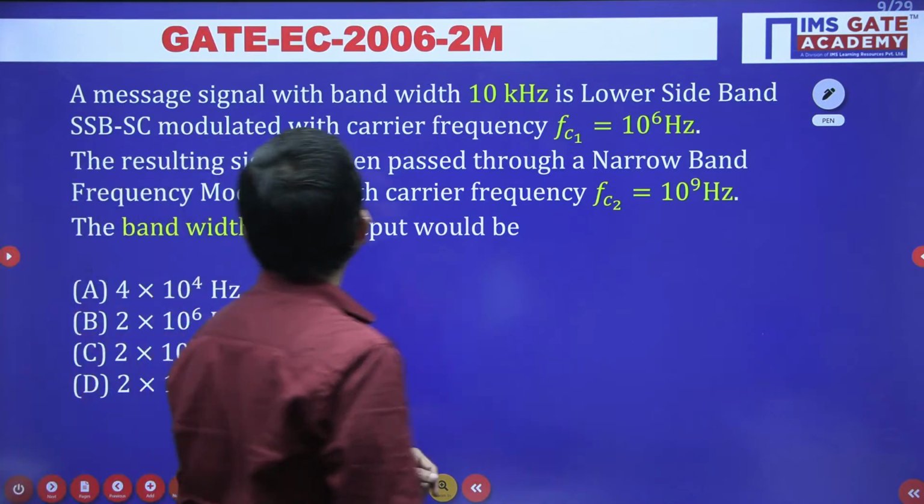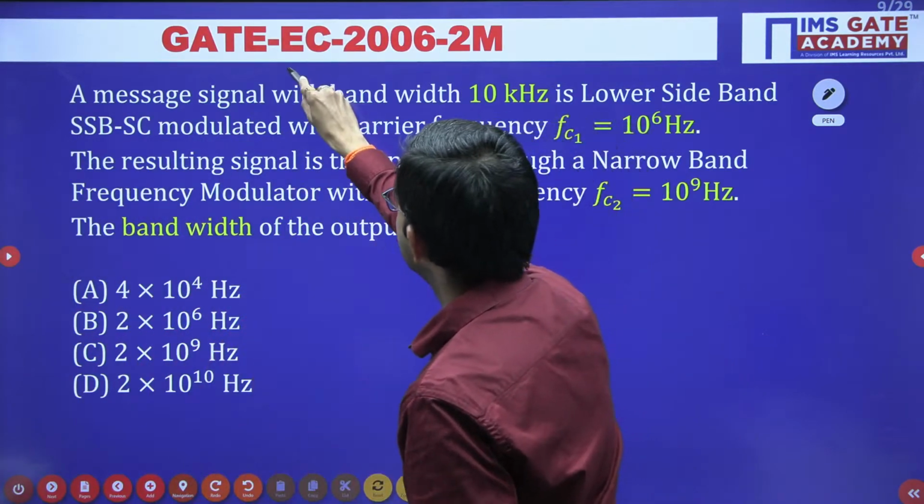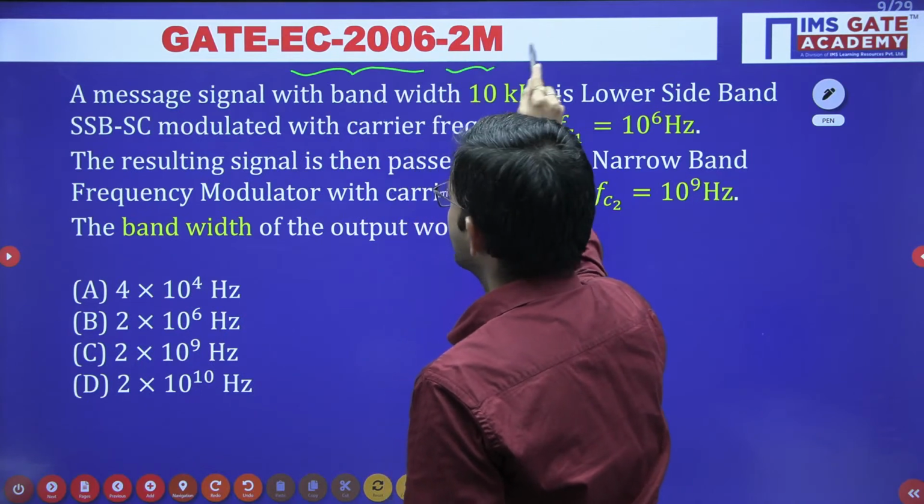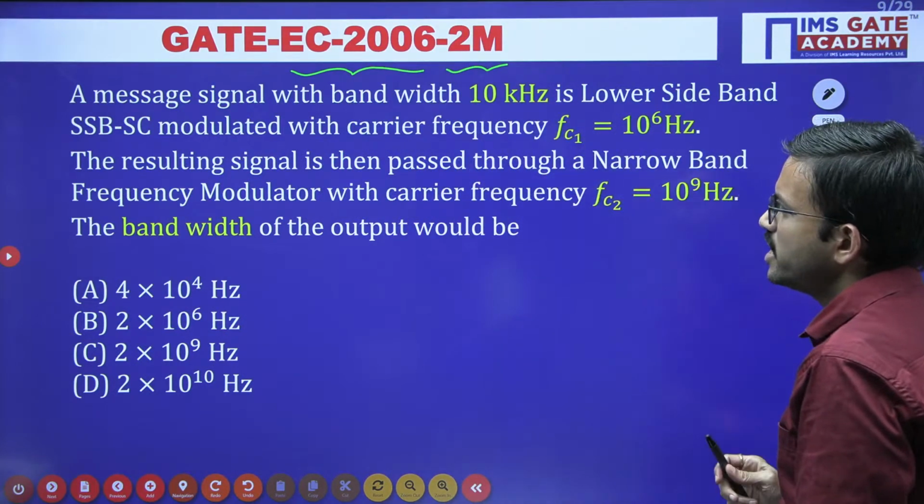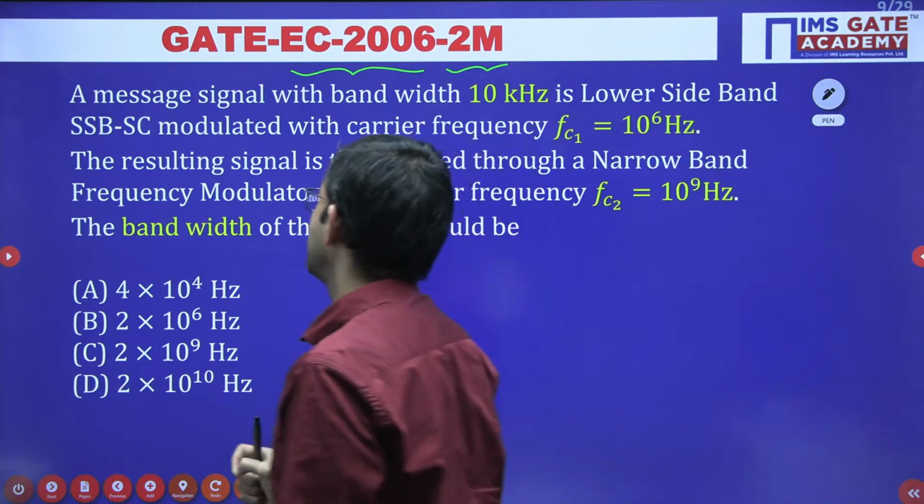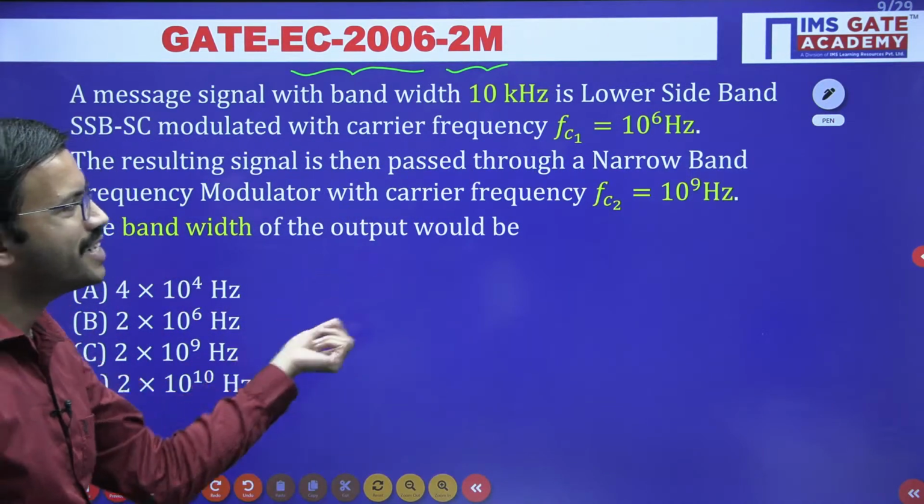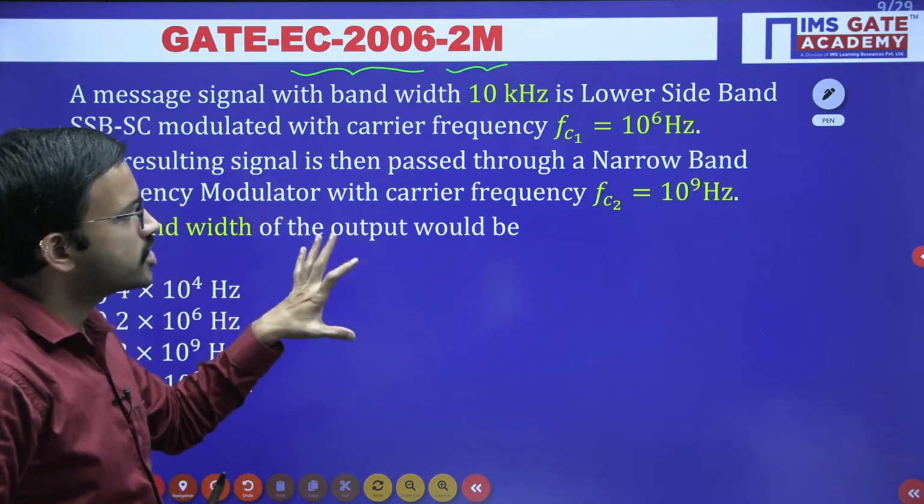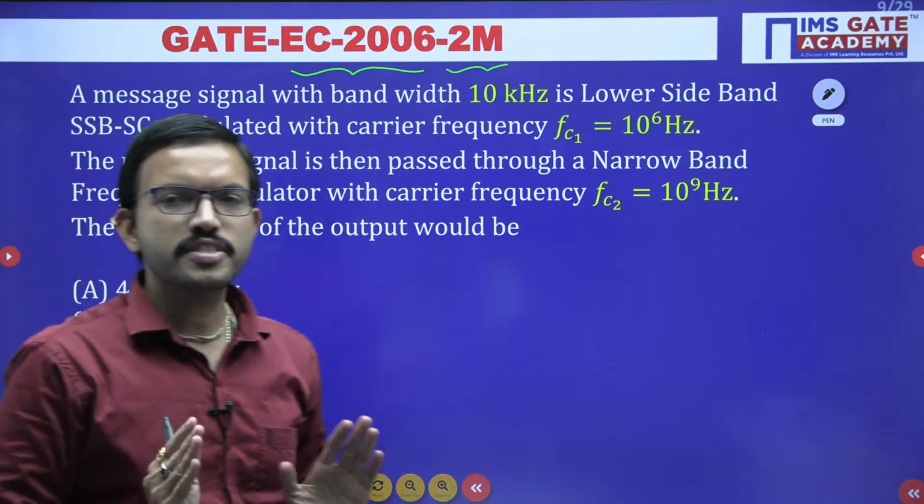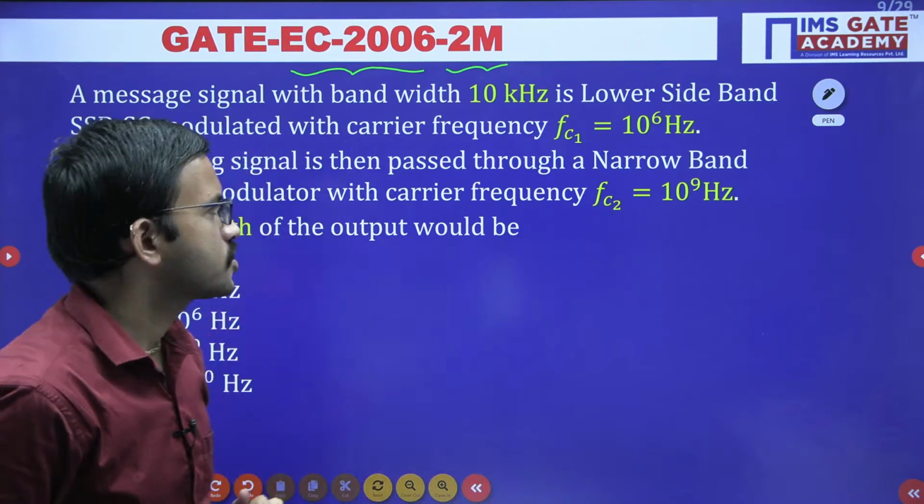So the next question was asked in GATE EC 2006 for 2 marks. All of you give it a try. This is a very interesting question. It is based on SSB-SC and narrowband FM. Actually, narrowband FM you will study in the second chapter, so this question is based on concepts of the first chapter and second chapter. All of you give it a try.